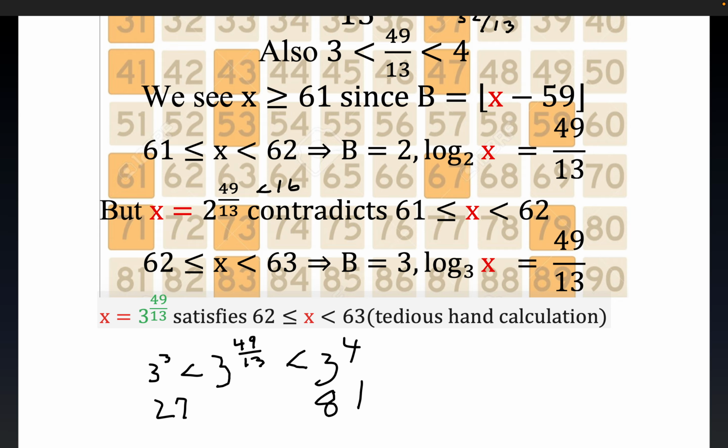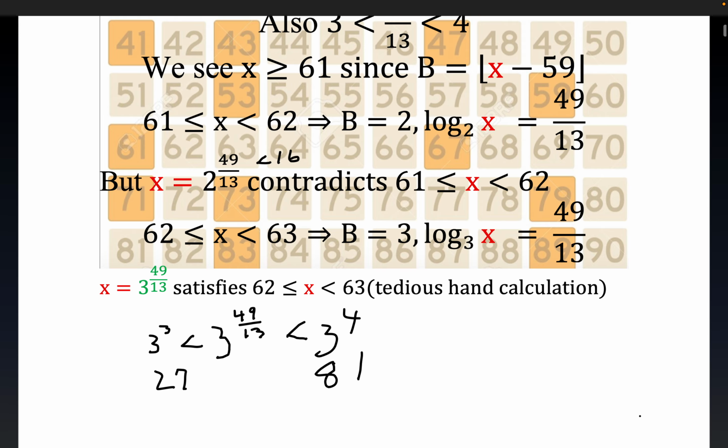So in a way, there's some cheating going on here. I do know that it's between these two numbers, and it's going to be on the high side, closer to 81 than 27 for sure, since 49 over 13 is almost equal to 4. But to show that it's exactly between 62 and 63, which will make it satisfy the condition, that is the answer to our question.